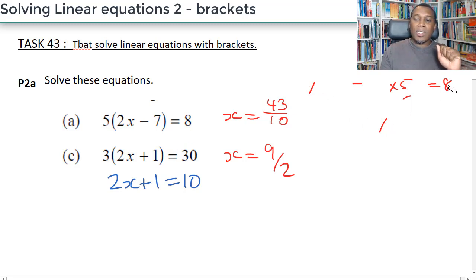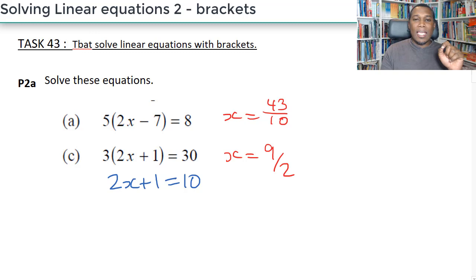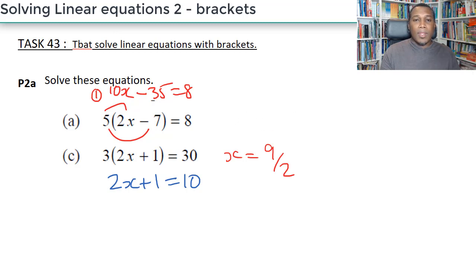Okay, so let us deal with the way I would do A. I'll use balancing or change side. I'll expand the bracket, giving me 10x, and then I'll multiply out the 5, multiplying the 5 by the 7. Remember, expand means to multiply out, to give me minus 35. So 10x take away 35 is going to give me 8. That's my first line. Then my second line would be that minus 35 needs to go over and becomes positive 35.